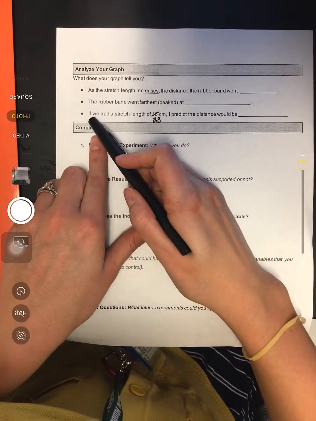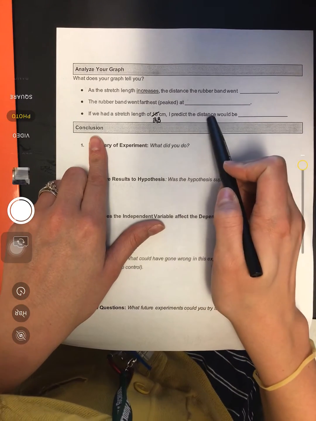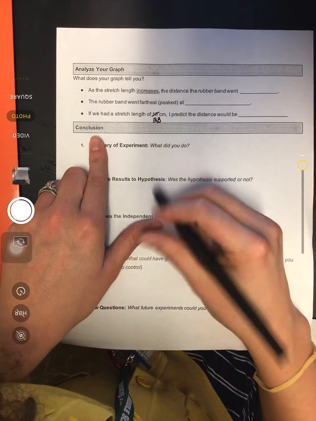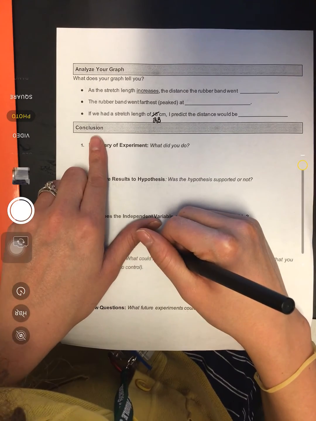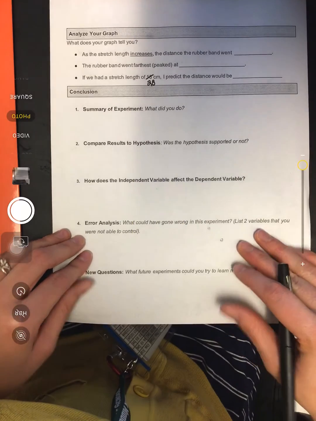And let's make a prediction. If I had a stretch length of 28 centimeters, how far do you think it would go? So you're going to use your predicting skills that you already practiced doing with line graphs. Then we're going to complete the conclusion piece.